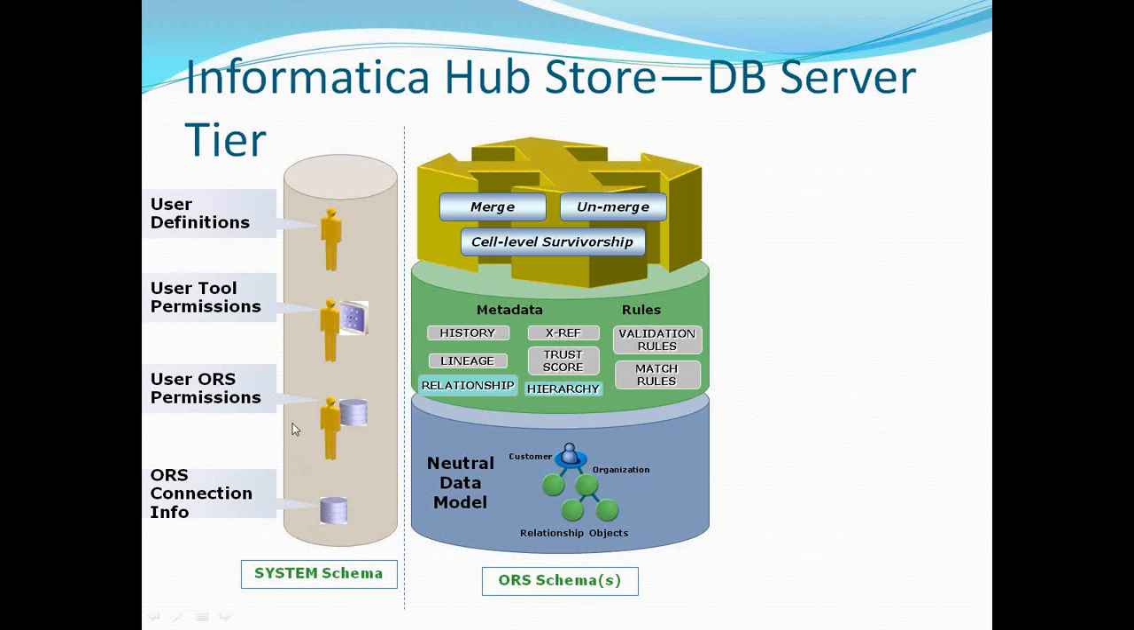The system schema maintains some of the information listed here, like ORS connection information, how to connect to this ORS. Basically the database connection information, the port information, the database SID and all the details. User ORS permissions, which user has access to work on which ORS. User tools permissions. Like some of the tools we saw, the Data Steward tool, the Designer tool, the Hierarchy Manager tool. Whatever access we have given to the users will be maintained, and the user definitions, like what users we are creating for accessing the MDM or the IDD application, will be listed here.